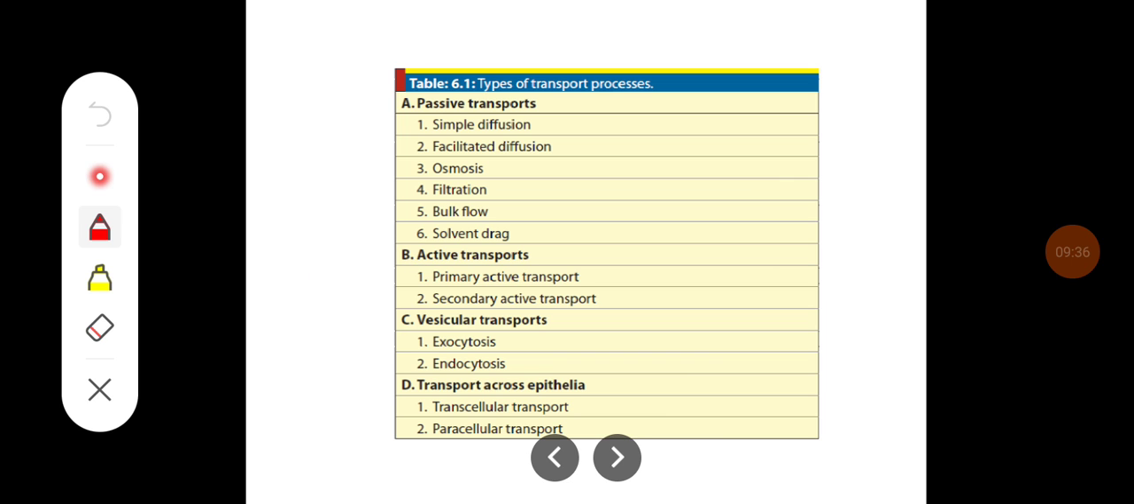Okay. So here briefly given are the types of transports: passive transport, active transport, vesicular transport, and transport across the epithelium. Active transport can also be primary active transport or secondary active transport, and transport across epithelia can be transcellular or paracellular transport.